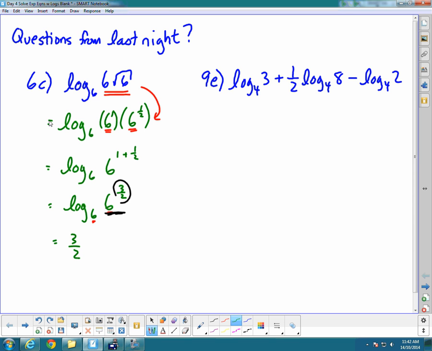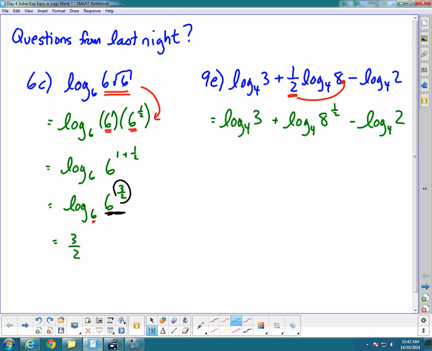9e is another one. I can't do much with this log 3 base 4, but when I have the 1/2, I can put this 1/2 back up into the exponent. Okay, put it back up in the exponent. So I'll do that by going log base 4, 8 to the 1/2. And then I'll just leave the last one as log base 4, and it's 2.